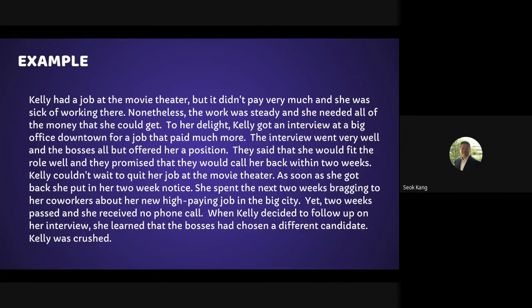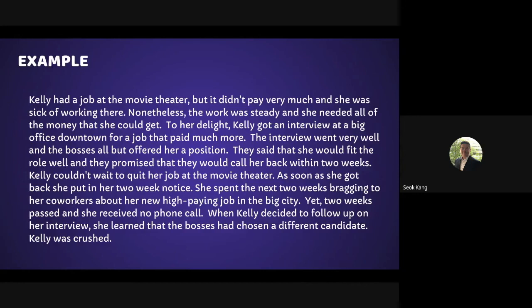Next example. Kelly had a job at the movie theater, but it didn't pay very much, and she was sick of working there. Nonetheless, the work was steady, and she needed all the money that she could get. To her delight, Kelly got an interview at a big office downtown for a job that paid much more. The interview went very well, and the bosses all but offered her a position. They said that she would fit the role well, and they promised that they would call her back within 2 weeks.